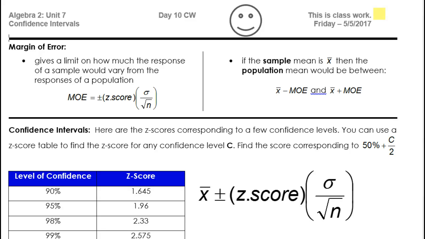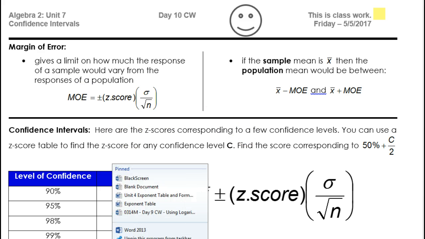All right, in this lesson we're going to learn about a different kind of margin of error than what we learned before.